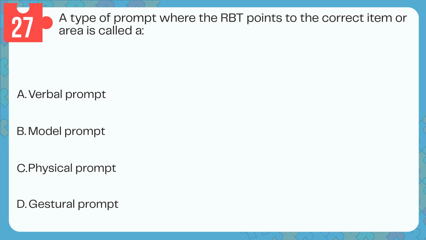Question 27. A type of prompt where the RBT points to the correct item or area is called A. Verbal prompt. B. Model prompt. C. Physical prompt. D. Gestural prompt.